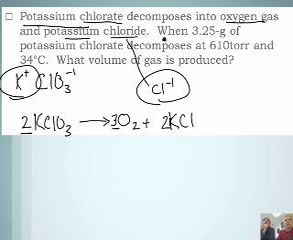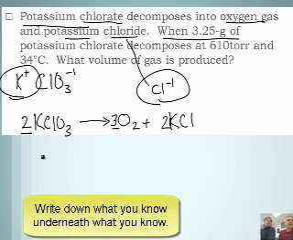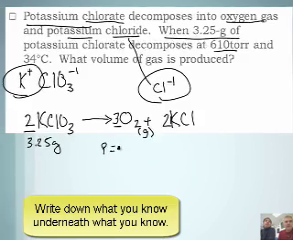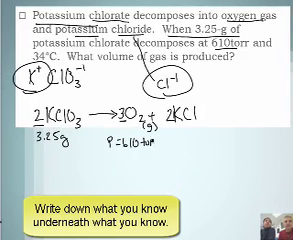Okay. So now what do we know? We have 3.25 grams of potassium chloride. Write down what you know. It decomposes at 610 torr. Now, we're measuring the gas. The gas here is oxygen, and so this pressure is 610 torr. We have a temperature of 34 degrees Celsius.